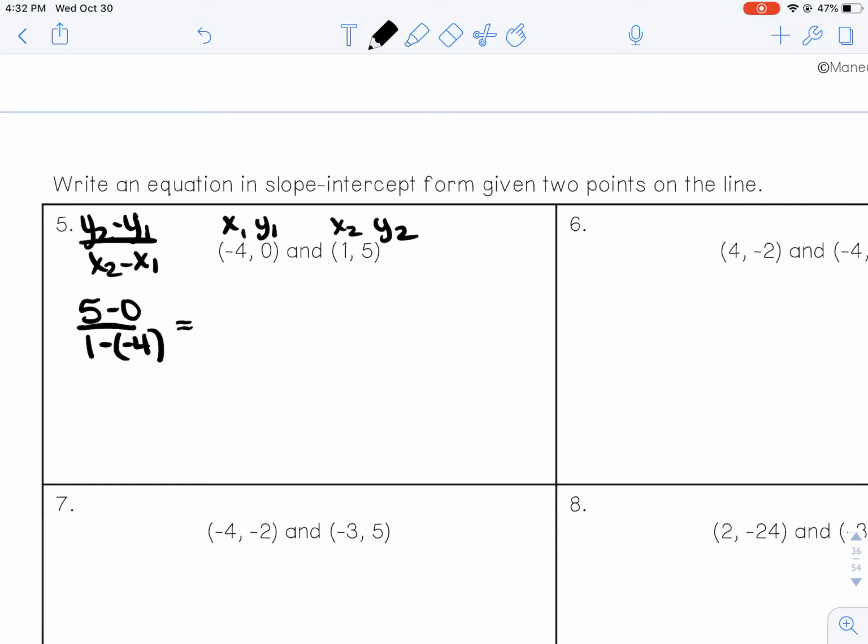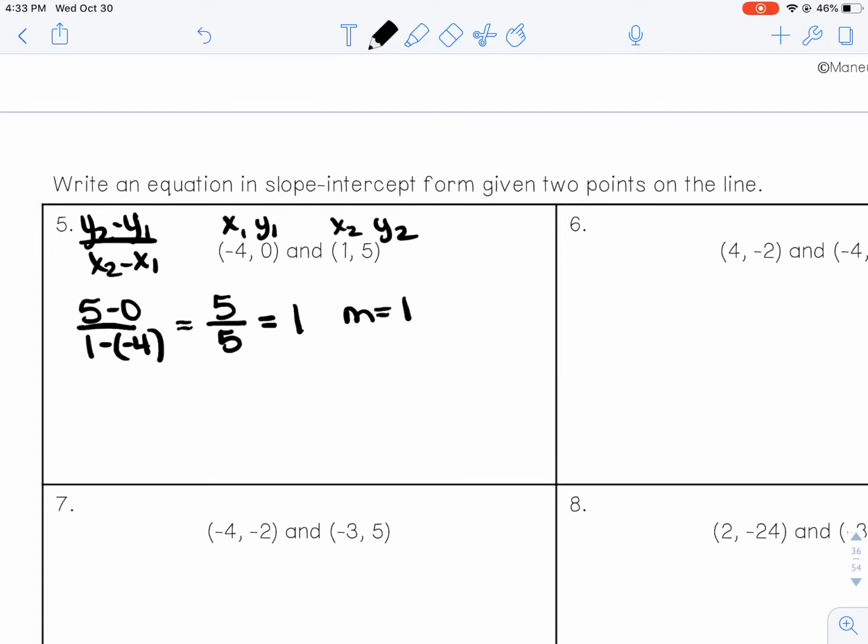And my calculator, 5 minus 0 is 5. 1 minus the negative 4, if I did a keep, change, it would be 1 plus a positive 4, and 1 plus 4 is 5. So that simplifies to give me 1, so my slope is equal to 1.